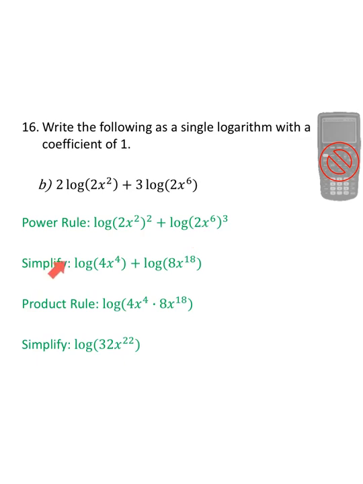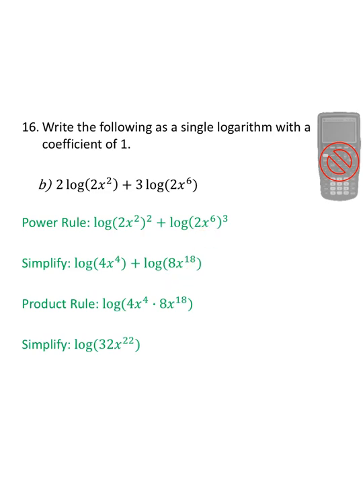I'm going to simplify. The log of 2x squared all squared. So 2x squared times 2x squared. 2 times 2 is 4. X squared times x squared is x to the 4th. Plus sign. The log. Now I'll have 2 to the 3rd power, which is 8. X to the 6th to the 3rd. Power raised to a power, you multiply. 6 times 3 is 18. So that's 8x to the 18th.